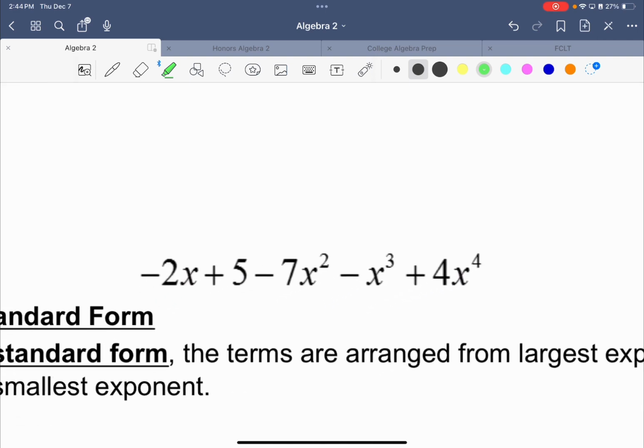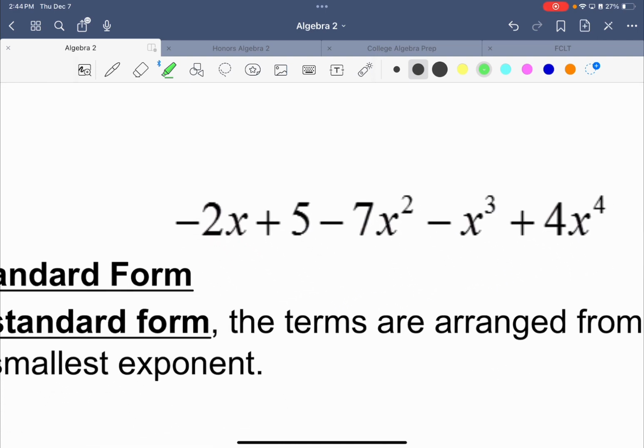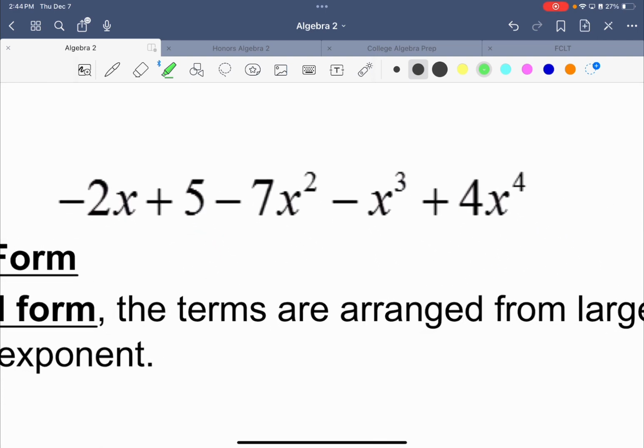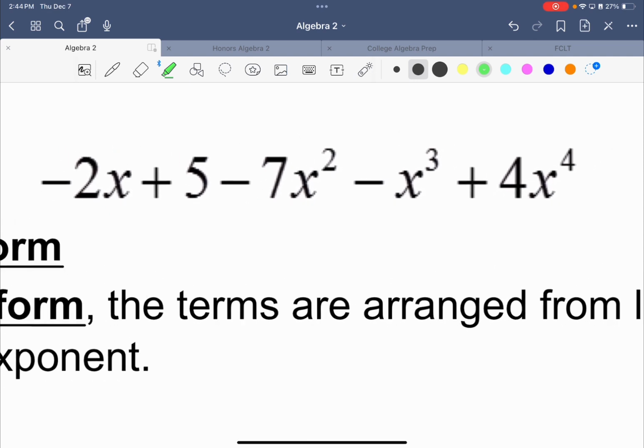So that's kind of the basis of where we're going today. Within that, we want to be able to do several different things with the polynomials. So the first thing I want you to do is write that down. Just write 2x plus 5 minus 7x squared minus x cubed plus 4x to the 4th. Okay, so it's a polynomial. It's the sum of several monomials.